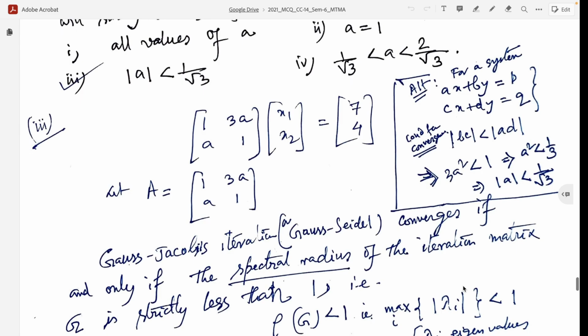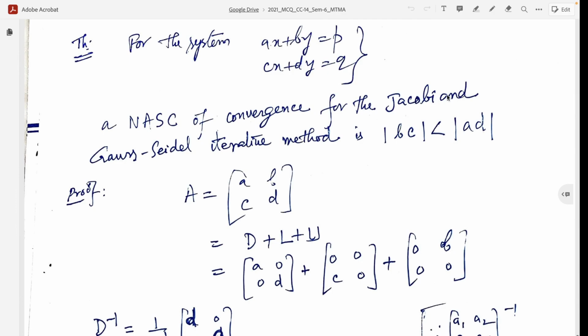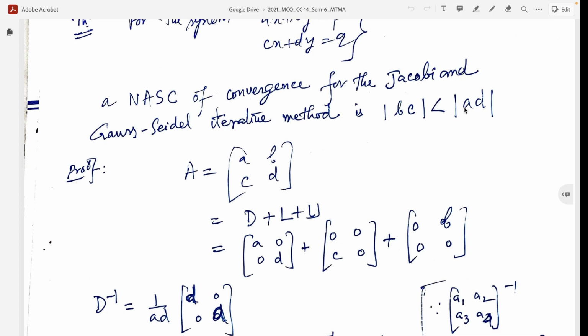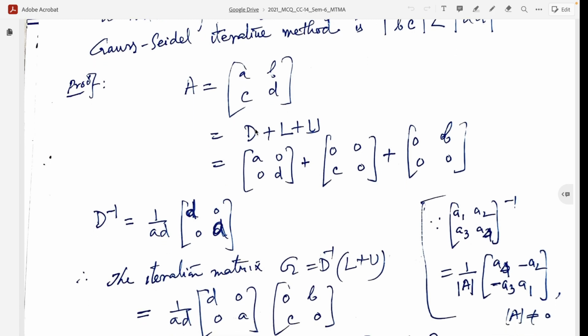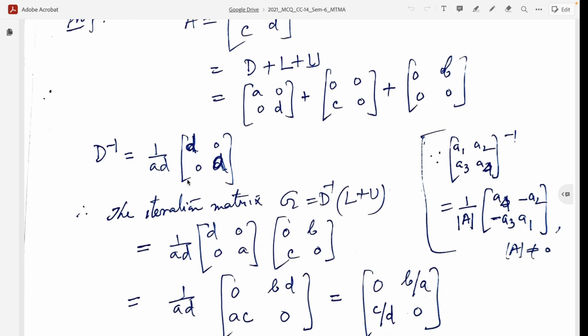Alternatively, we can find this from a theorem: for the system ax plus by equals p and cx plus dy equals q, a necessary and sufficient condition for convergence of the Gauss-Jacobi or Gauss-Seidel iteration method is mod of BC less than mod of AD. Here is the coefficient matrix, and we can write A as D plus L plus U, where D is a, 0, 0, d, and L is the lower triangular matrix 0, 0, c, 0, and U is the upper triangular matrix 0, b, 0, 0. And D inverse equals 1 by AD times d, 0, 0, a.